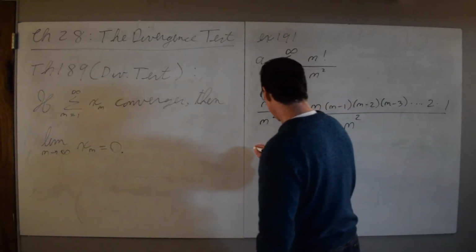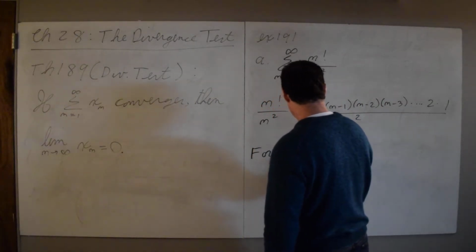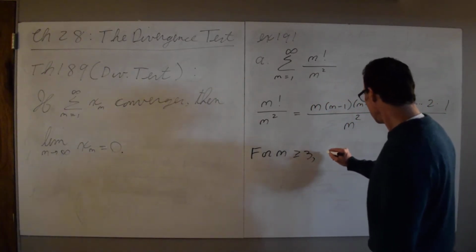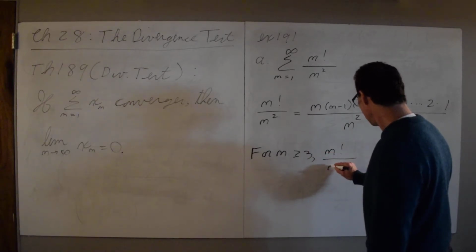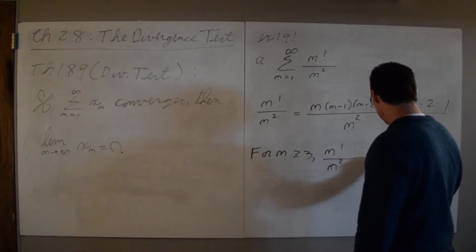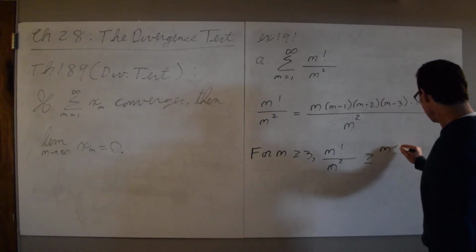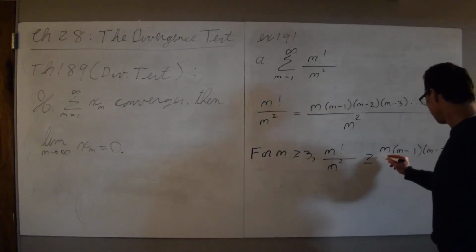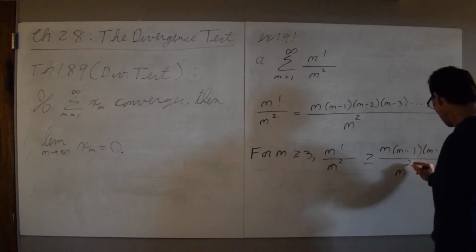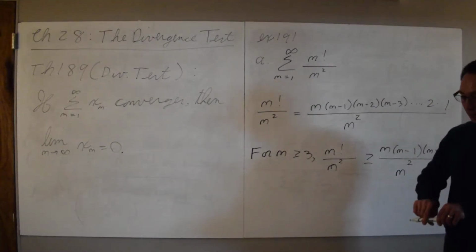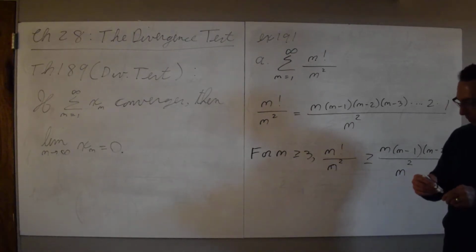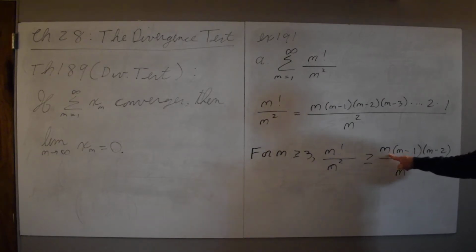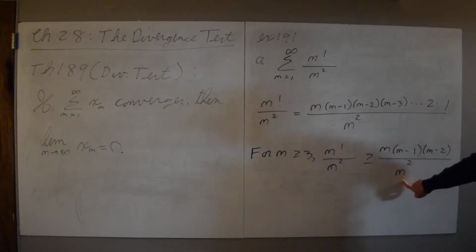For n greater than or equal to 3, n factorial over n squared is greater than or equal to n times n minus 1 times n minus 2 over n squared. And if you recall from Calculus 1, the limit as n goes to infinity of this is infinity because you have a third degree polynomial over a second degree polynomial.